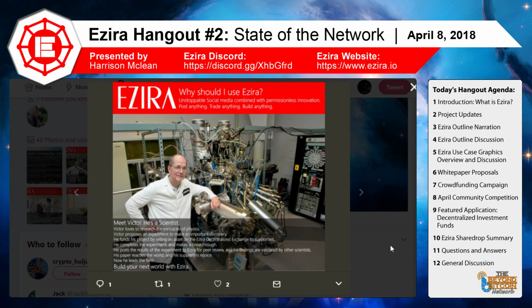He's a scientist. Victor loves to research the intricacies of physics. Victor proposes an experiment to make an important discovery. He funds his project by selling an asset on the Ezira Decentralized exchange to his supporters. So those supporters would receive credit in the work that he produces, and they would have ongoing access to his research before it's released to the public. So these supporters would get benefits as decided and as necessary by Victor to fund his project.